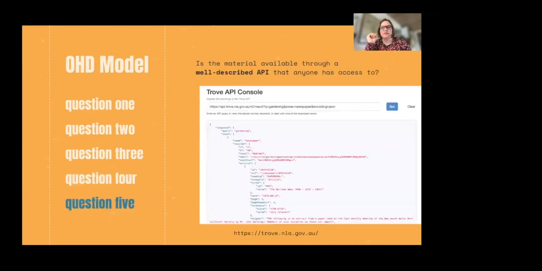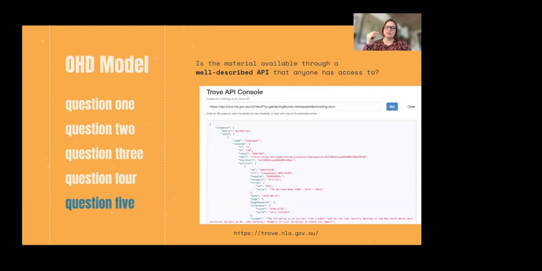The last question, question 5, asks whether the material is available through a well-described API that anyone has access to. Whereas the previous question and the previous example of the Portable Antiquities Scheme had material available to download as a static copy of what is in the database, this last question focuses on the material being available through this thing that we call an API, an application programming interface.